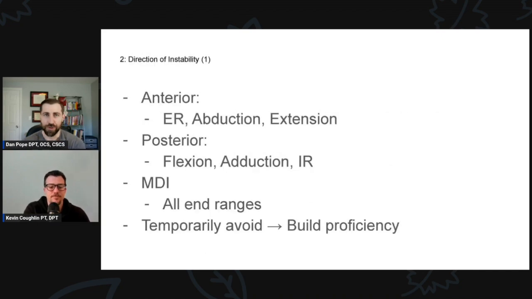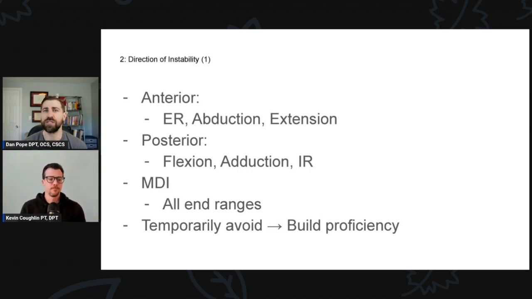Cool. Number two, second principle is going to be the direction of instability, right? So this comes back to rolls and glides of the joint. So kind of going back to PT school, to try to figure out the direction of instability and what kind of movements you have to be careful with initially. It also relates back to that mechanism of injury.